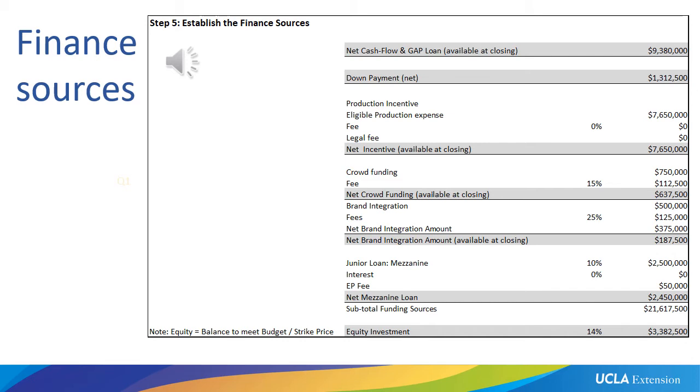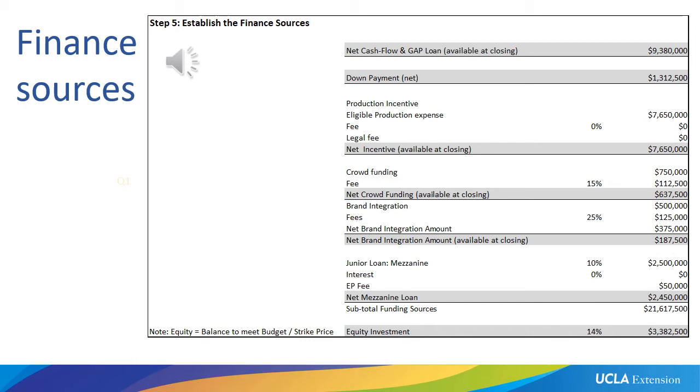We also received some sponsorship financing. We got $500,000. We have to pay the advertising agency 25% of that, so $125,000 are being deducted. This gets us to a net amount of $375,000, of which we are getting 50% at closing, and the other 50% will be given to us when the movie is being delivered to the sponsor.